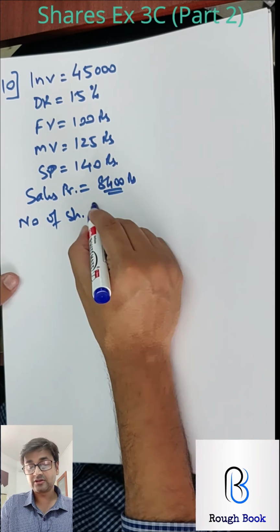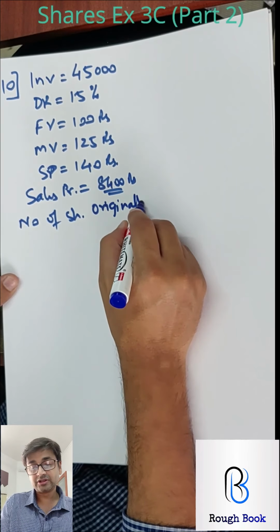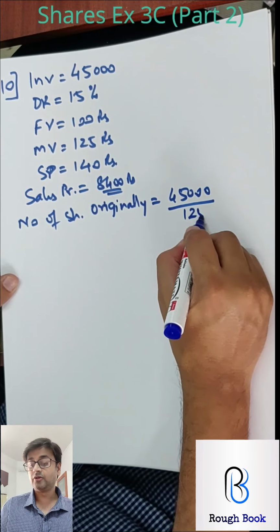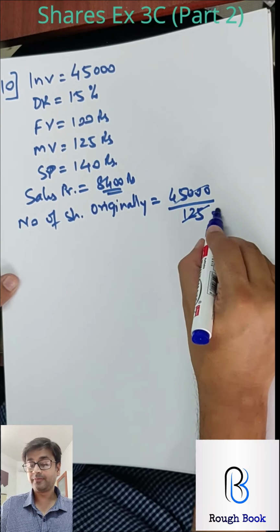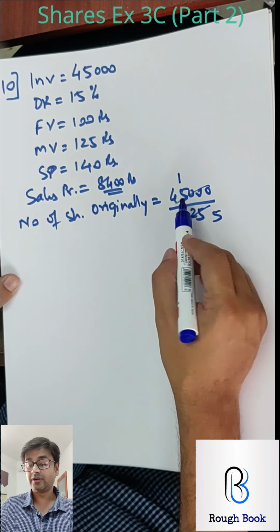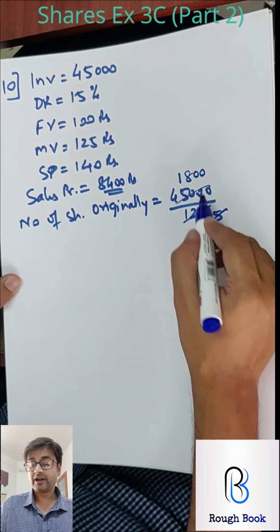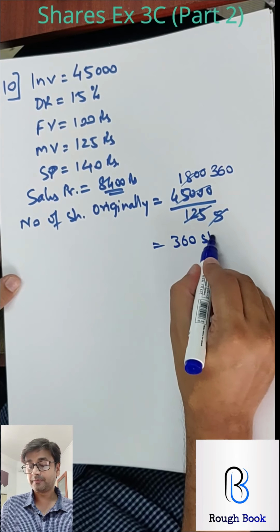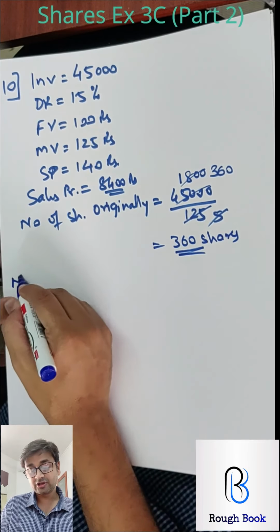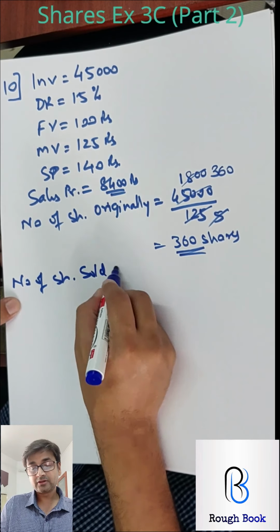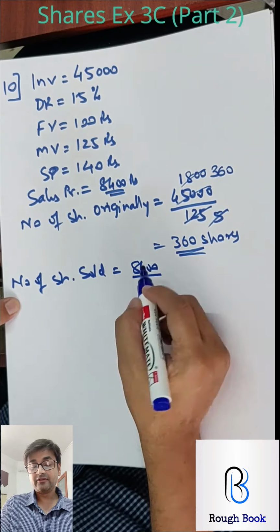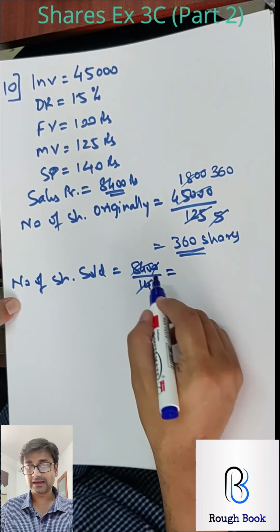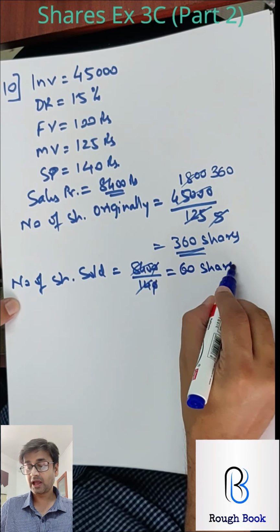Okay, so number of shares originally. Originally will be the original investment 45,000 divided by the market value 125. So 25 fives are, 25 ones are 25. So 200, that will be 8 and 2 zeros. 5 threes are 15, 30, so 360. So how many original shares were there? 360. Now number of shares sold. That becomes the sale proceeds divided by the price at which it has been sold. So let's see, what do we get? 14 ones are 14, 6 are, I guess. So 60 shares have been sold.